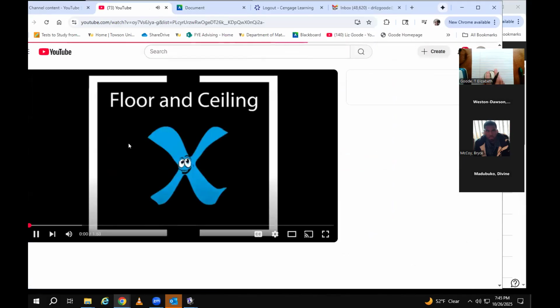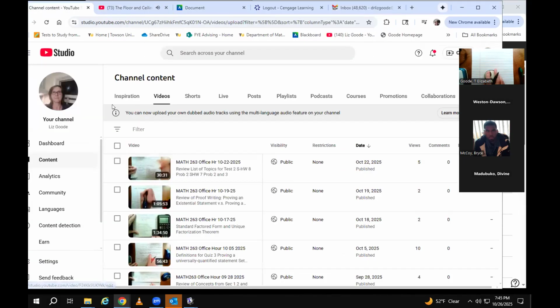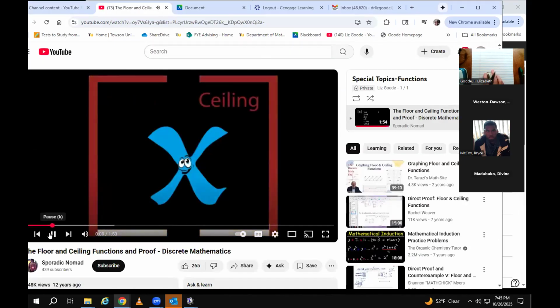The floor and ceiling function are used in computer science. Round to the nearest integer. Notation for the floor is outlined in yellow, while the notation for the ceiling is in red.